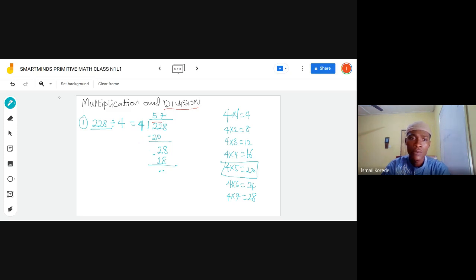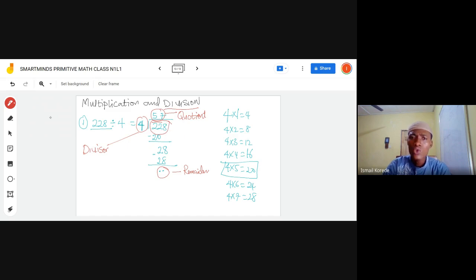Now if I want to label the parts, this is my divisor. This is my quotient. And it's also very possible that I have a remainder after subtracting. So that is going to be my remainder. And this is the number I'm dividing.